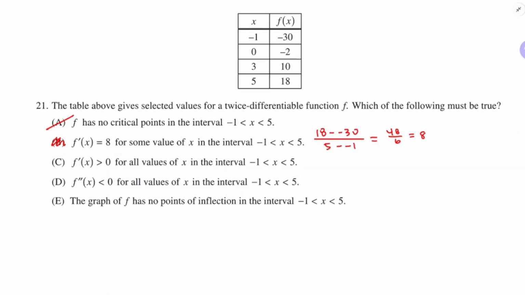I'll go through and explain why the other ones don't have to be true, but if you're convinced by that and this is the time to test, you should move on and then come back and read the other ones later. Maybe mark this one for review or something.